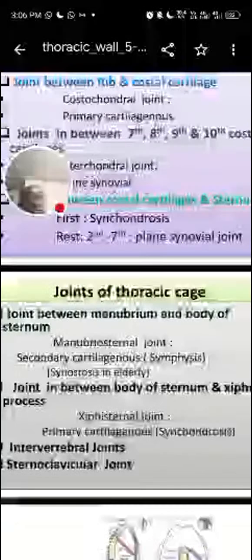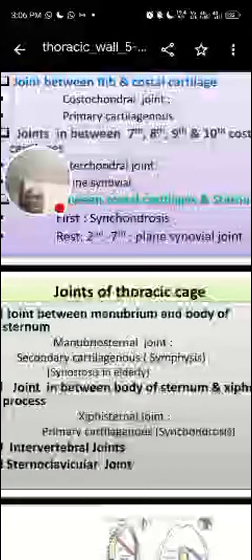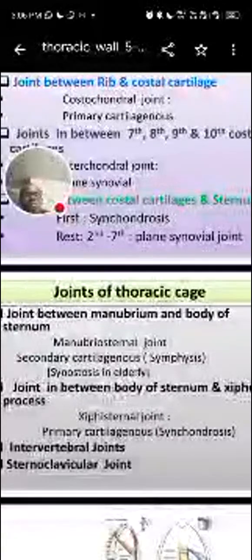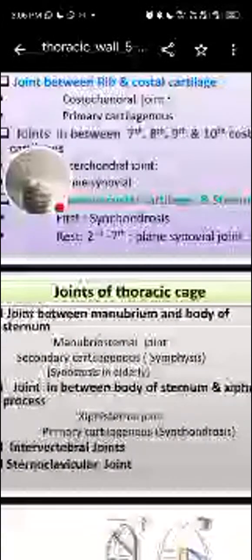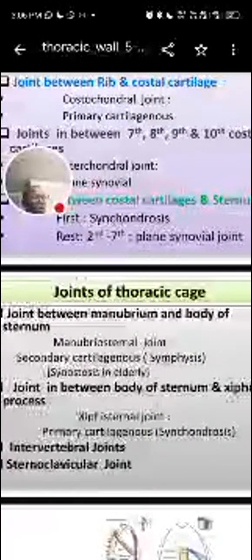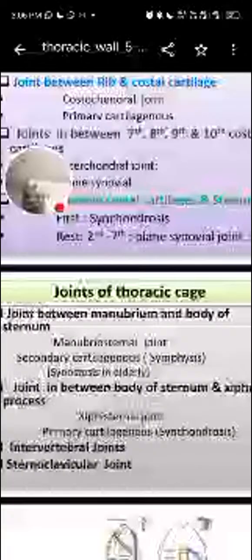So the joint between the manubrium and the body of the sternum. It has a name. We call it what? Manubriosternal joint. We're still making progress. And then we move on.